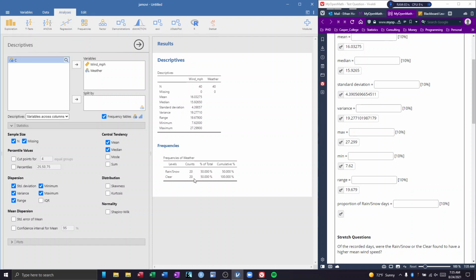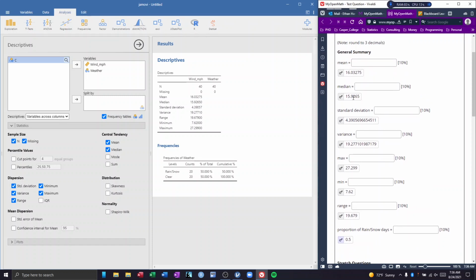So we have the counts, 20 rain and snow, 20 clear, so that's 50% of each. Remember, I am looking for this in decimal form, not in percentage form. So all we have to do is click here, and we see that it's 0.5. So that's how we grab those basic values.